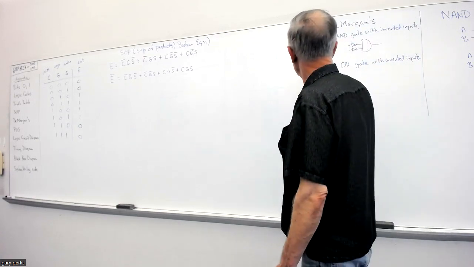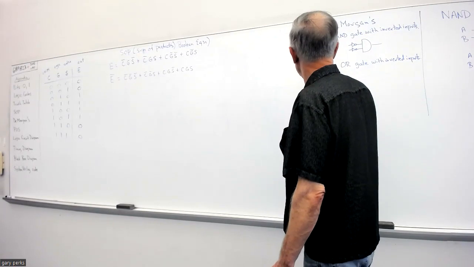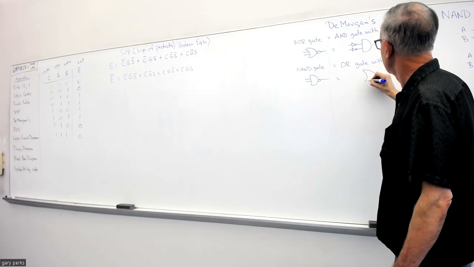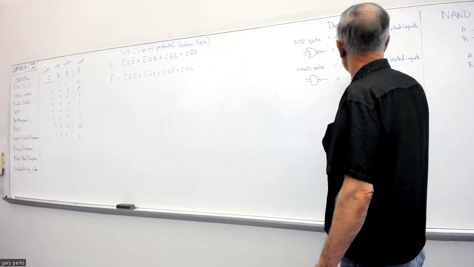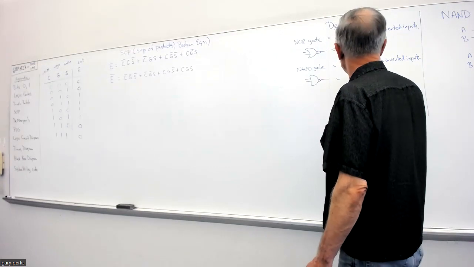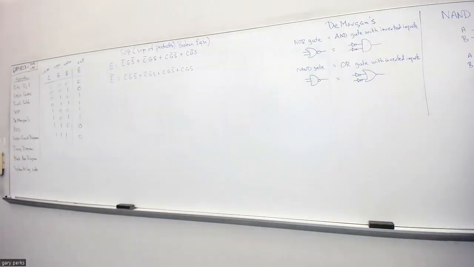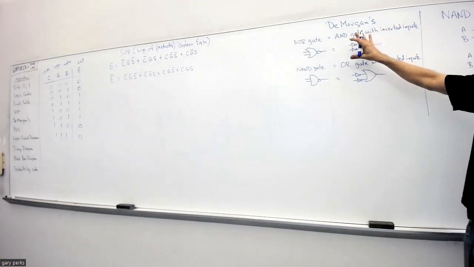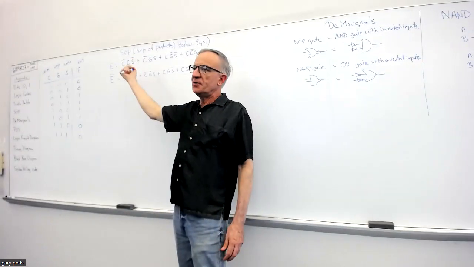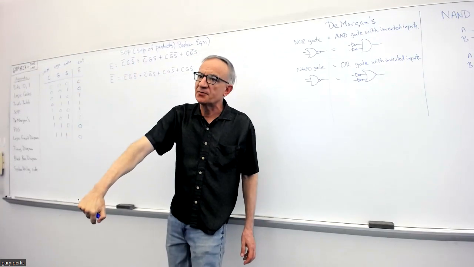Okay, so in symbols, here's our NAND gate symbol. That's equal to an OR with inverters on the inputs. Okay, so that's what De Morgan's is. Like I said, De Morgan's has two parts to it. Now, we're going to apply De Morgan's to go from SOP form into POS form.